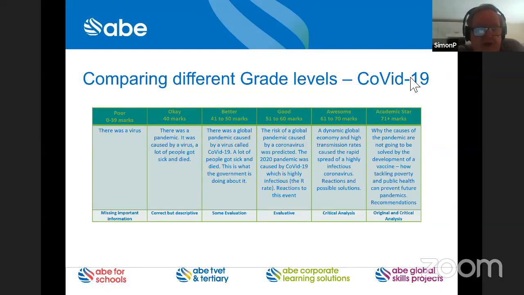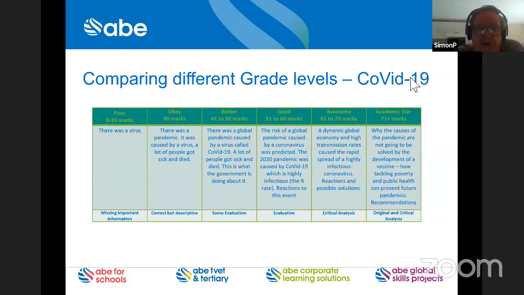Some evaluation, which will gain marks at the upper end of the pass mark, remembering that pass is at 40 and a merit mark starts at 55, is: a global pandemic caused by a virus called COVID-19. Many people got sick and died prematurely, and a description of government agencies and NGOs, non-governmental organisations, and their reactions to it. There is some evaluation, but it could go a lot further.